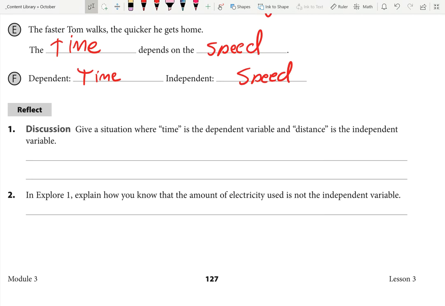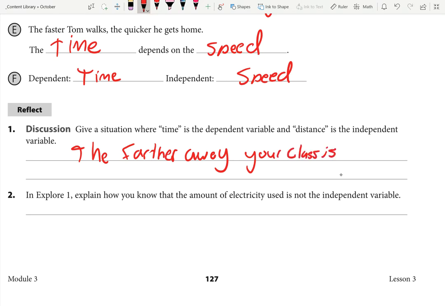So given a situation where time is the dependent variable and distance is the independent variable, in class we came up with a lot of these. The one I liked the most was going from class to class. So for example, the farther away your class is, the longer it will take to go.